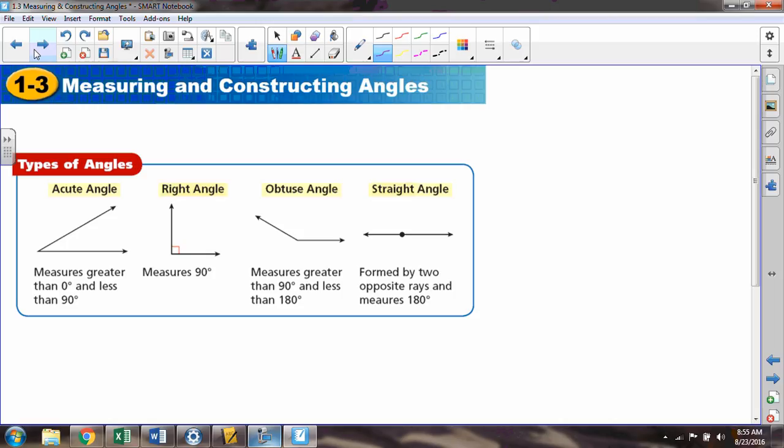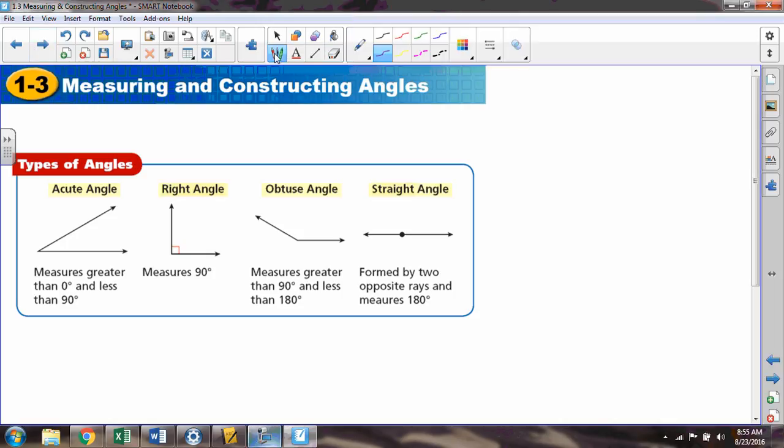How do you classify an acute angle? It's less than 90 degrees. What about a right angle? It's equal to 90. Obtuse. Over 90, but less than 180. A straight angle is equal to 180 degrees. Something I'm sure you're all familiar with already.